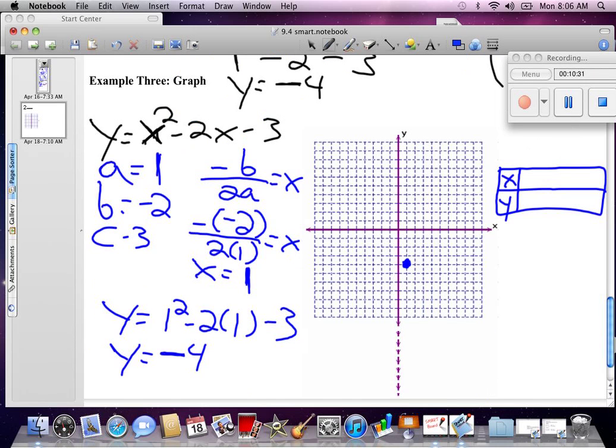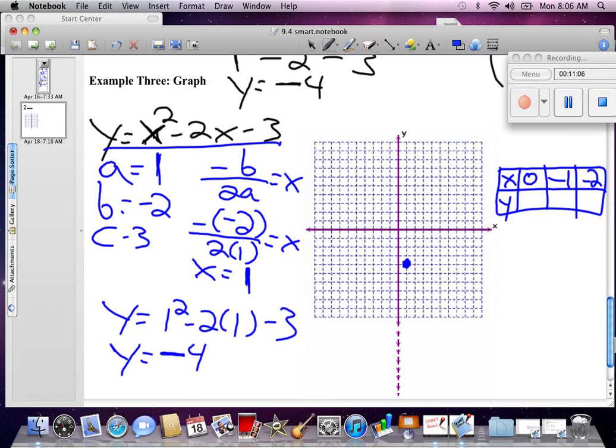So I know that it's symmetrical. So I know whenever x is 0, the y is going to be the same as when x is 2. When x is negative 1, it's going to be the same on the other side. So we're going to do a couple of these. I'm going to do x is 0, x is negative 1, and x is negative 2, and show you how this works. So again, I'm going to plug it into this black equation up here.